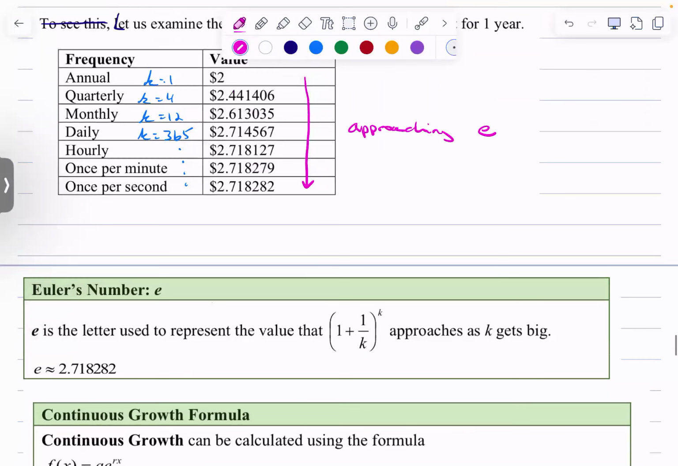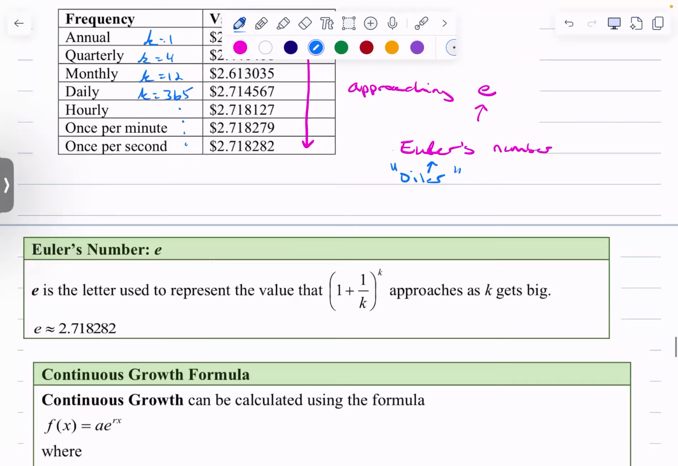And just so, it's Euler's number. And this is pronounced Euler, not Euler. So Euler's number, E, named it after himself, I guess.